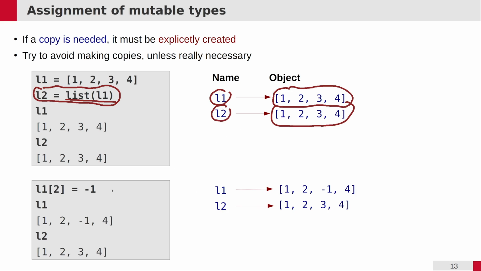And now, if you start to manipulate L1, then you are setting the according element in the list which is pointed to by L1. But because L2 points to a different list, it won't be affected. So if you are printing L2, you will see the original content. So that's a way to create a copy. And then the two lists are decoupled.